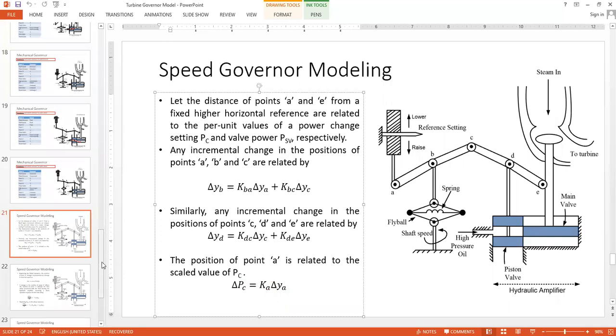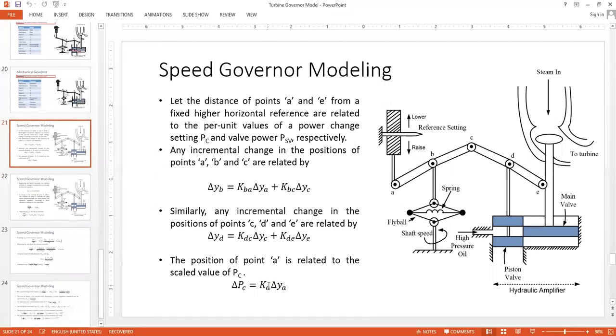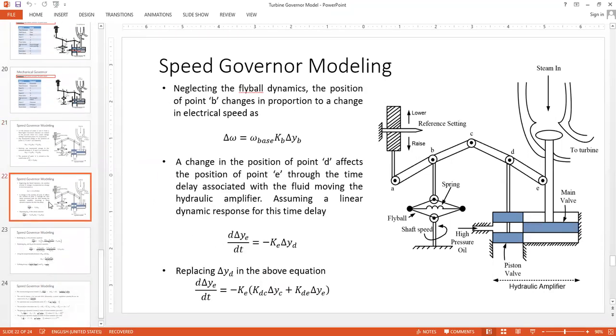So that is the del PC and del YA relationship. Now what do we do next? Well, there are, of course, some dynamics of the fly ball and the spring, because we said that the fly balls move away from each other when the spring is stretched. The fly balls come closer when the spring gets compressed.